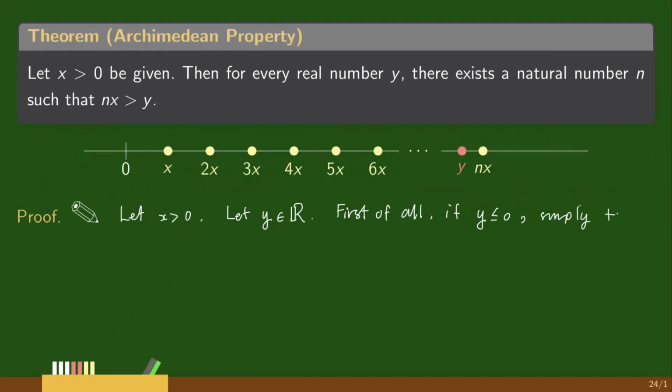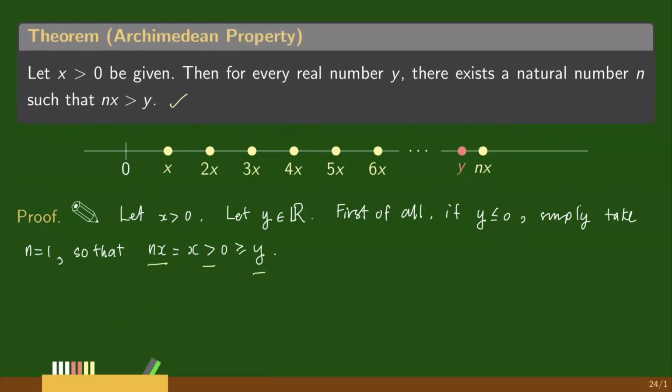Ang gagawin nyo lang, simply take n to be 1. Pag kasi ang n ay 1, ano mangyayari sa nx? Ang nx mo is just x, kasi n is 1, di ba? Tapos ang x mo ngayon ay greater than 0 by given siya, at ang y mo ay less than or equal to 0. Kaya ito'y greater than or equal to y. So tapos na tayo, ayan o. Nx is greater than y.